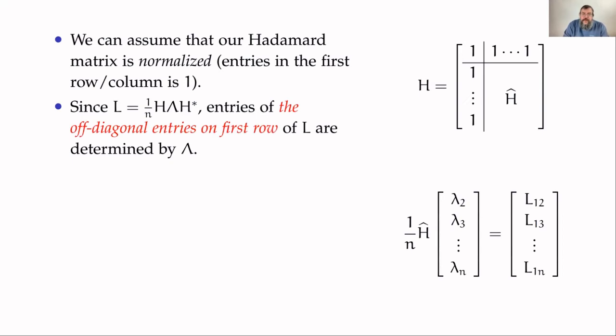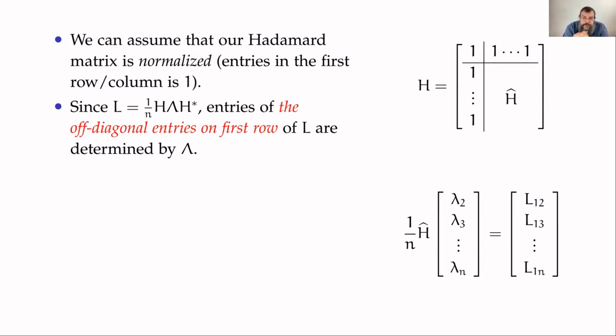So now say, okay, great. We know that our Laplacian matrix looks like 1 over n h lambda h star. And so what can we say? Well, it says that the diagonal entries on the first row, and of course highlighted there to emphasize that, of the Laplacian are determined by lambda. So if we know what the eigenvalues are, we know what the first row is, because we assume we have the matrix.